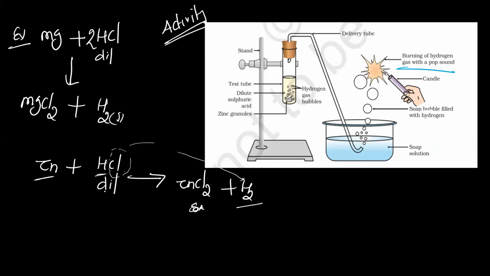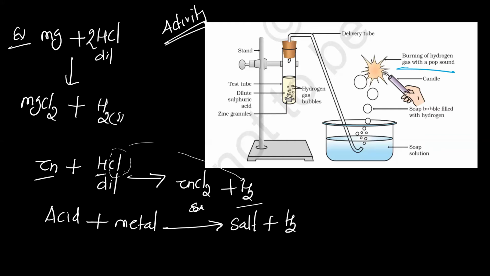Clear, everyone? So this is the first reaction of acid, that is the reaction of acid with metal to form salt and hydrogen gas. So generally we can write: acid plus metal forms salt plus hydrogen gas.